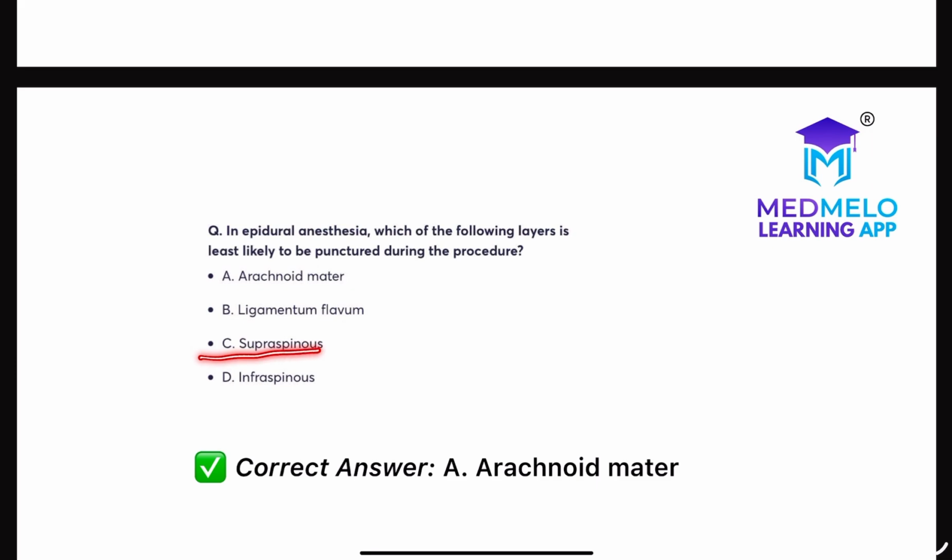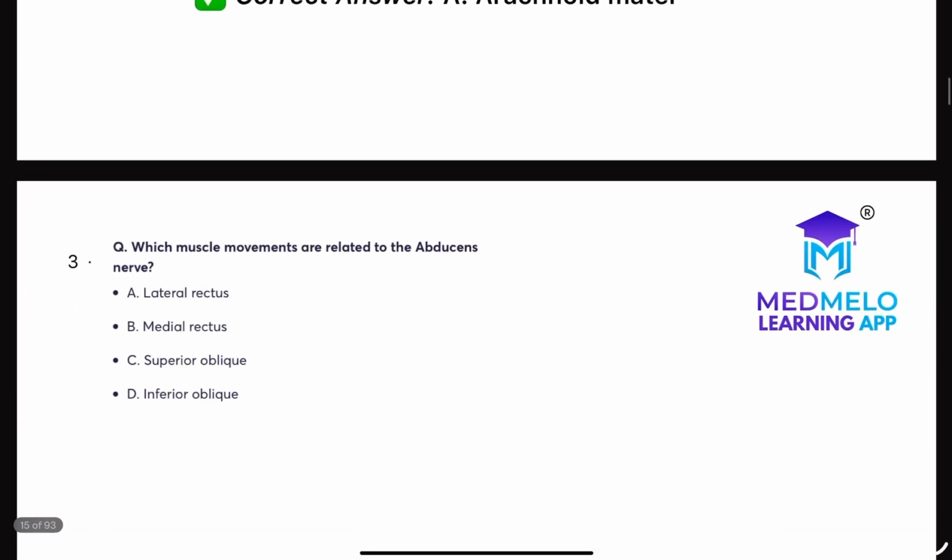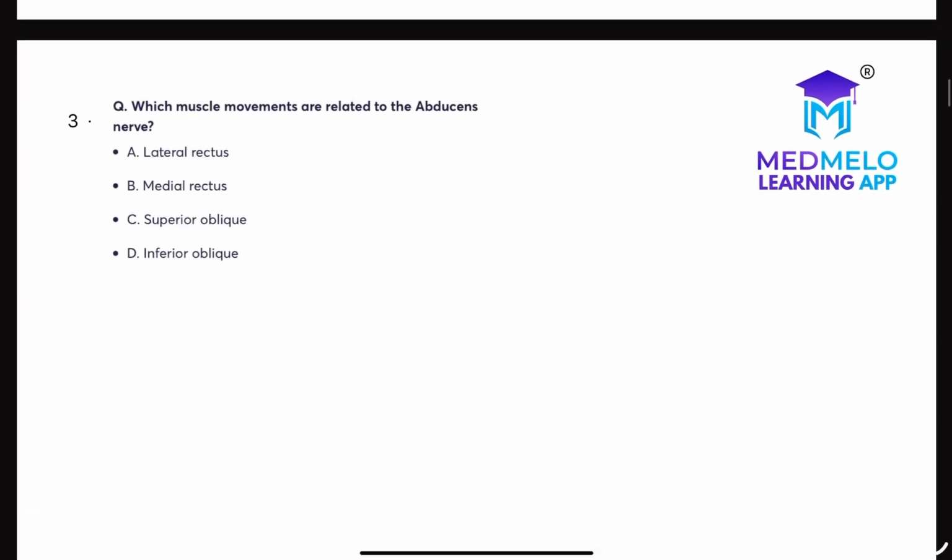First, we puncture the supraspinous ligament, then infraspinous, then ligamentum flavum, and we reach the epidural space. And the next layer is the arachnoid mater. So it is least likely to get punctured. So moving on to the next question.